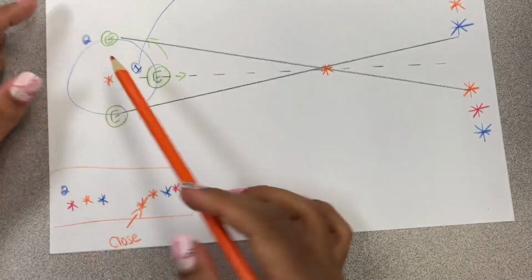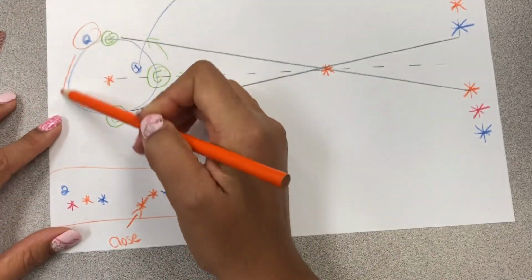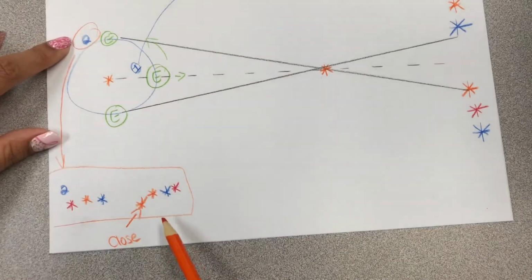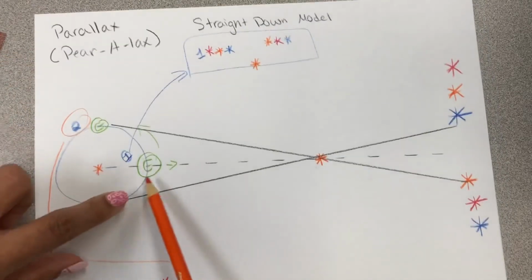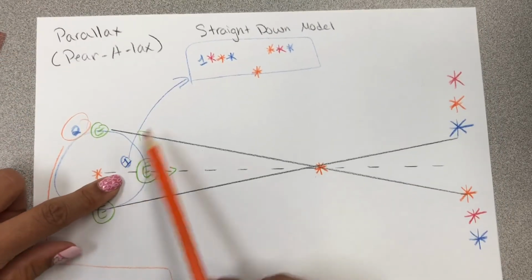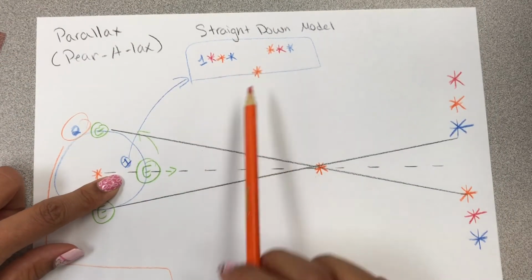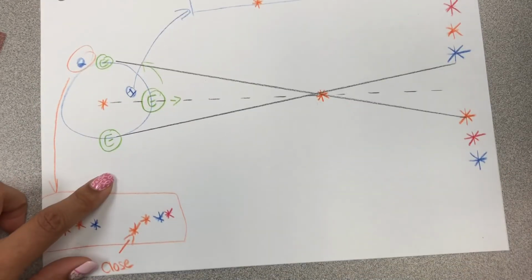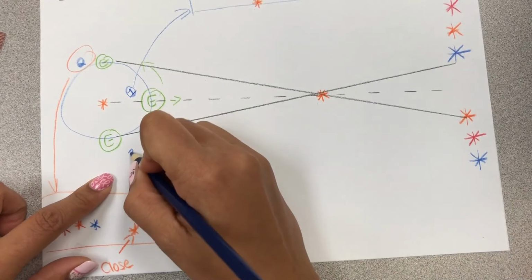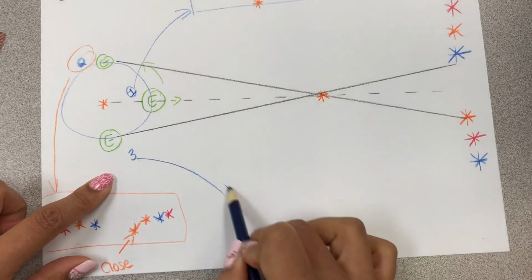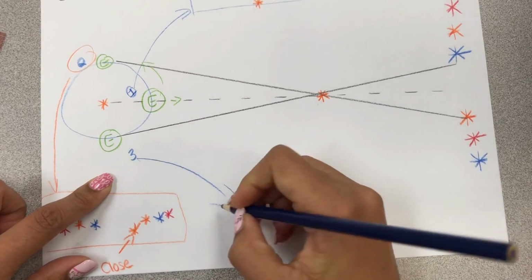So from this perspective here, this is what we would see. There's our close star relative to the background. From the first point, we would see our star relative to the background. And from this one here, this is going to be point 3. It's a very sad arrow.